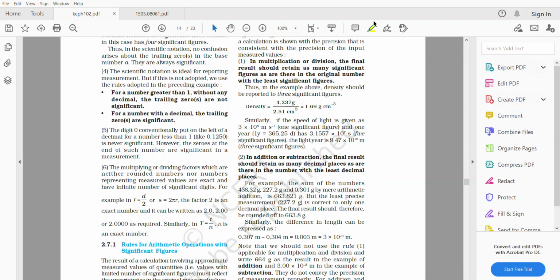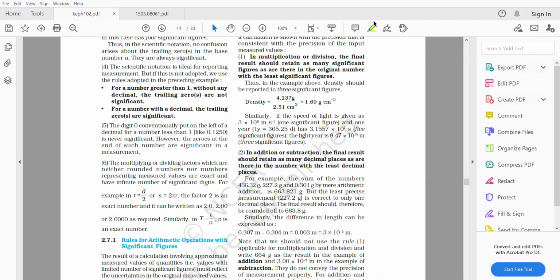In the case of addition and subtraction, we don't have to look at the number of significant digits, but we look at the number of points after the decimal place. So in the final answer, we should have as many decimal places as the original number with the least. In this example, we are taking the sum of 3 numbers, and among those the number with the fewest decimal digits is 227.2. So in the final answer, we should have only one decimal place.